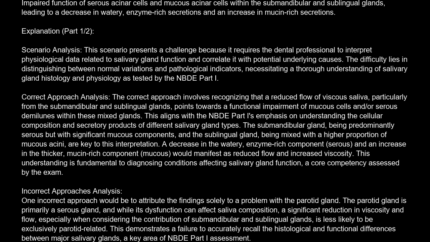Incorrect approaches analysis. One incorrect approach would be to attribute the findings solely to a problem with the parotid gland. The parotid gland is primarily a serous gland, and while its dysfunction can affect saliva composition, a significant reduction in viscosity and flow, especially when considering the contribution of submandibular and sublingual glands, is less likely to be exclusively parotid-related. This demonstrates a failure to accurately recall the histological and functional differences between major salivary glands, a key area of NBDE Part I assessment.